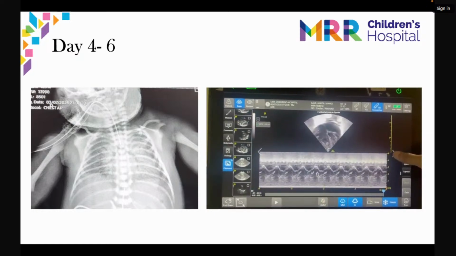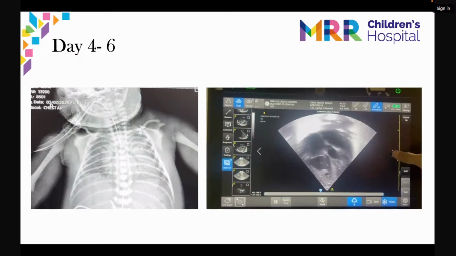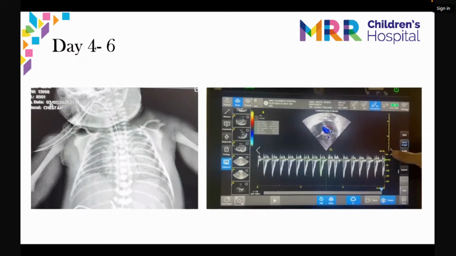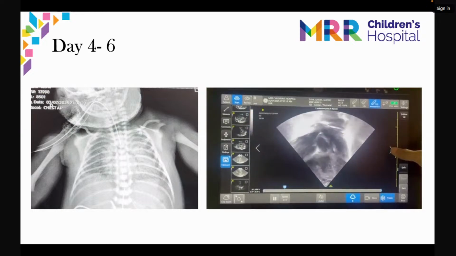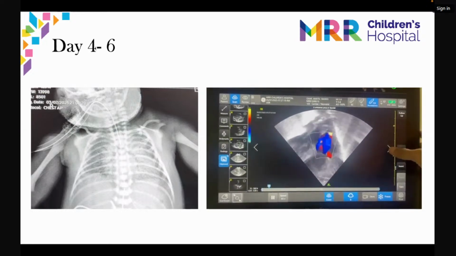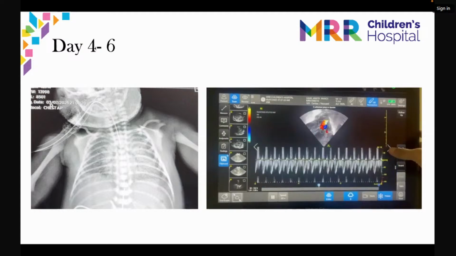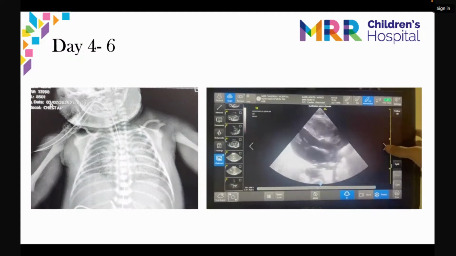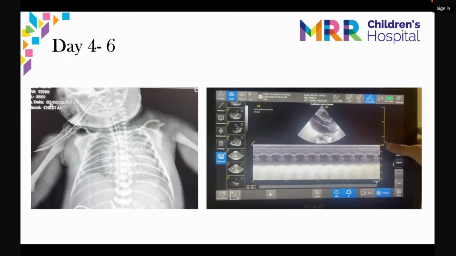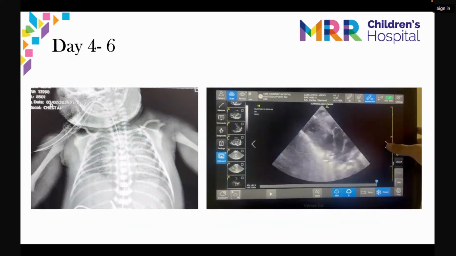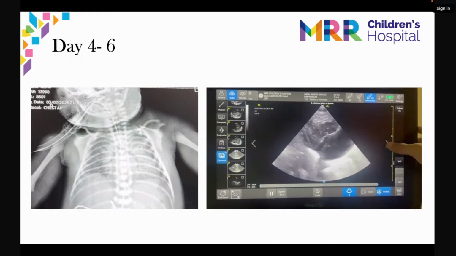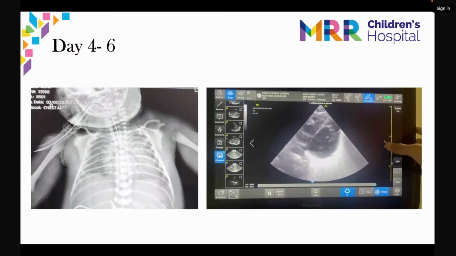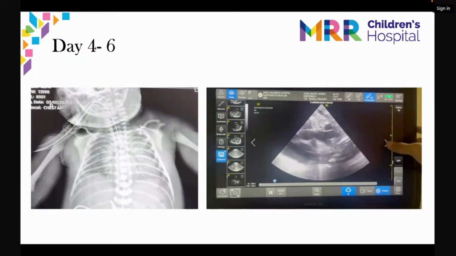TAPSE is now relatively standing at around 0.9 to 1. Have good left ventricular outflows. Have fairly okay right ventricular outflows, but there is some turbulence that you can start making out now. Ejection fractions are fairly okay. Interventricular septum is still flat.